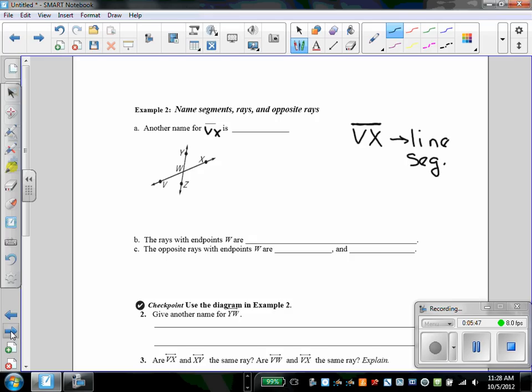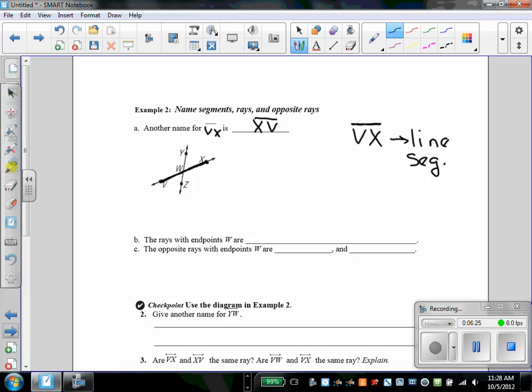Another name, very similar to what we did with lines, is that we could just reverse the order of your letters, so that those two refer to the same line segment, VX and XV. When you're talking about XV, you're talking about this point to this point right here. X to V. You can't say VW, because that is going to change the length of that segment. So there's a huge difference between lines, which go on forever, and the line segment.